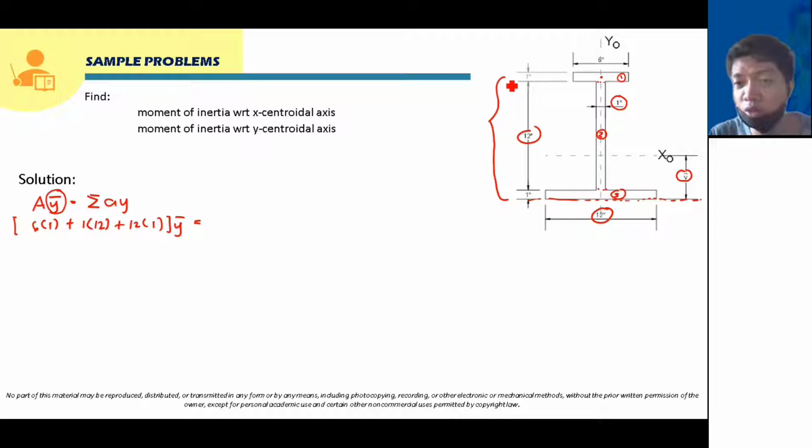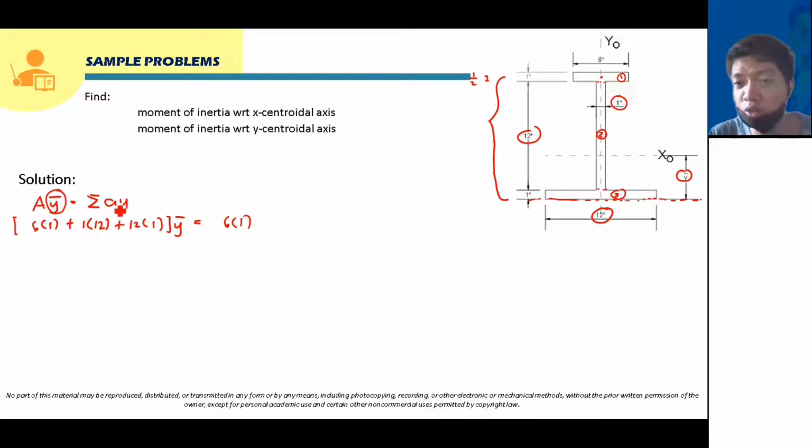This distance is actually 1 plus 12 and then half of 1. The half of 1 is this distance. What is the half of 1? That is 1/2 or 0.5, right? So meaning the y here for the first area. Okay, let's write here also the area already. So for area 1, its area is 6 times 1.